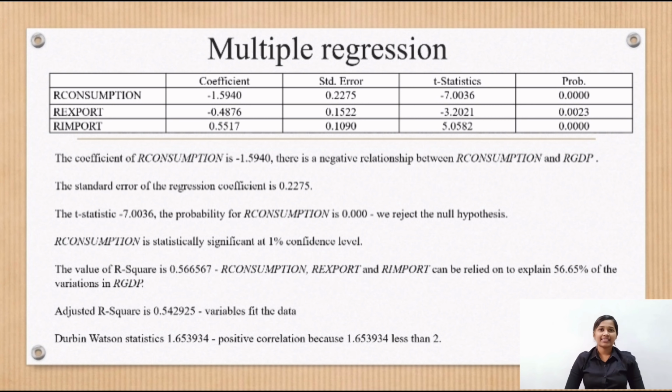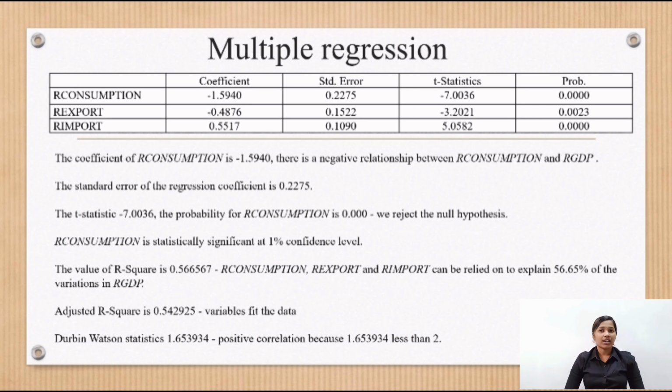The T statistics for our consumption and our export are negative values, which are negative 7.00 and negative 3.202 respectively, while the T statistic for our import is a positive value, which is 5.058. Since the probability for all the independent variables is less than 0.01, we reject the null hypothesis and conclude that all the independent variables are significant at the 1% level.